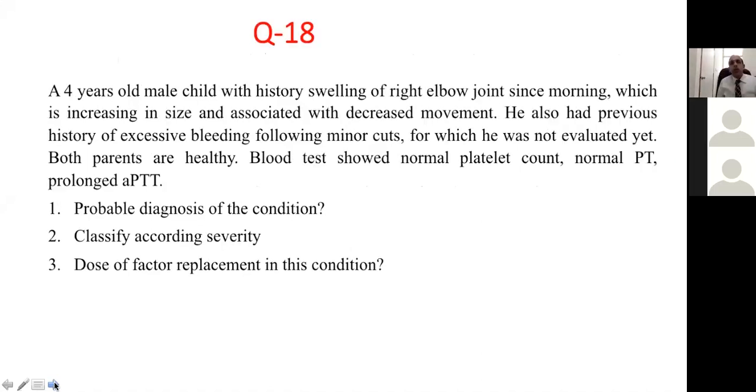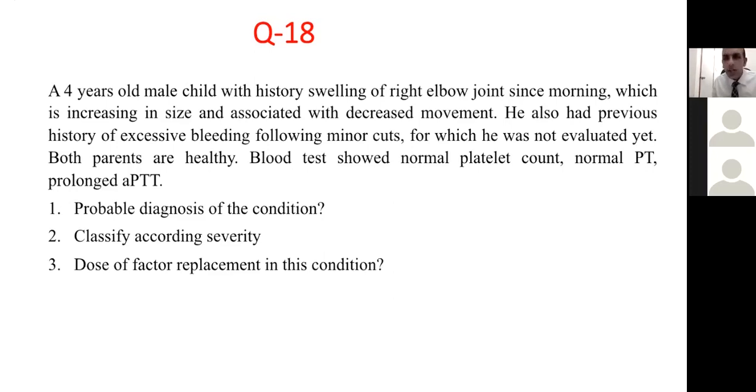So a 4-year-old male child with the history of swelling of the right elbow since morning, which is increasing in size, associated with decreased movement and pain. He also had previous history of excessive bleeding from minor cuts for which he was not evaluated. Both parents are healthy. Blood test shows normal platelets, normal PT, and a prolonged APTT. What is the diagnosis? How do you classify the severity?